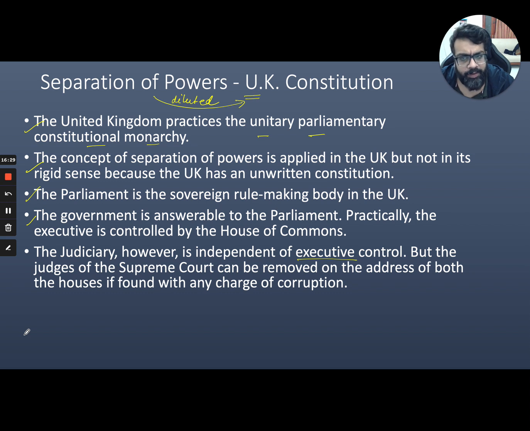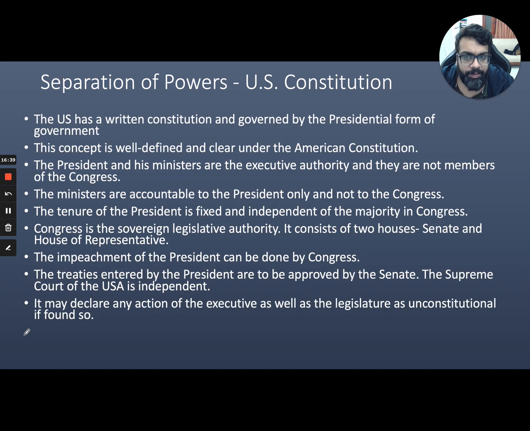So there is, of course, a degree of separation, and there's a degree of checks and balances, but this is in a diluted form because you don't have a single law guiding it. However, in the US, it becomes slightly different, because the United States has a written constitution and is governed by the presidential form of government, which means that the president would also enjoy a substantial set of powers apart from, of course, the other branches of the state.